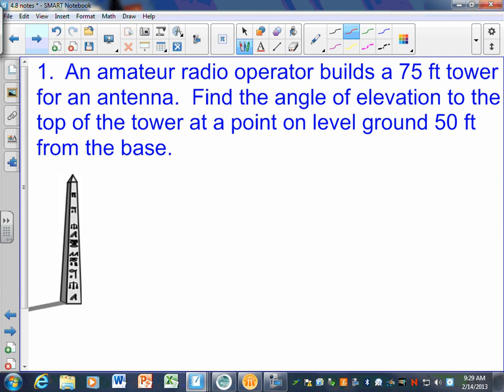An amateur radio operator, like I wouldn't write that down. I would write this on my paper. There's a 75-foot tower. I couldn't really find a good tower, so mine looked like some Egyptian tower or something. I want to find the angle of elevation. Like maybe you probably want to write this sentence down. Find the angle of elevation to the top of the tower at a point on level ground 50 feet from the base. I feel like that whole sentence is kind of important.